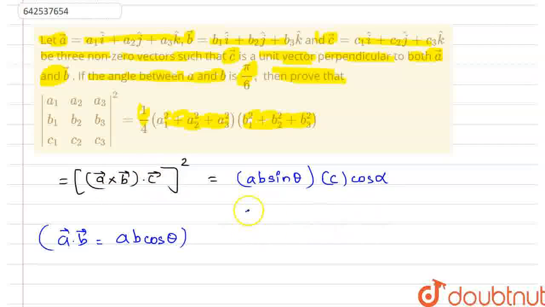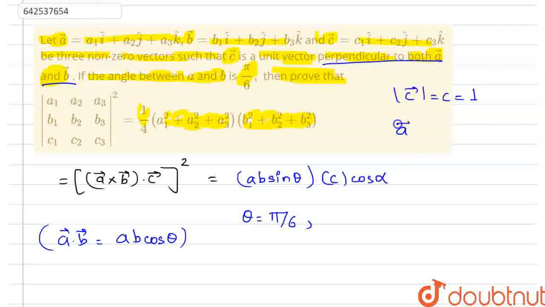Now we know that the value of theta is pi by 6 as given in the question. It is also given that C vector is a unit vector, that is the magnitude of C vector, which is equal to C, will be equal to 1. Also it is given that C vector is a unit vector perpendicular to both A and B. Now we know that A vector cross B vector is perpendicular to the plane of A vector and B vector. So since C vector is also perpendicular to both A vector and B vector, the angle between C vector and A vector cross B vector will be equal to 0 degree. So the value of alpha will be equal to 0.